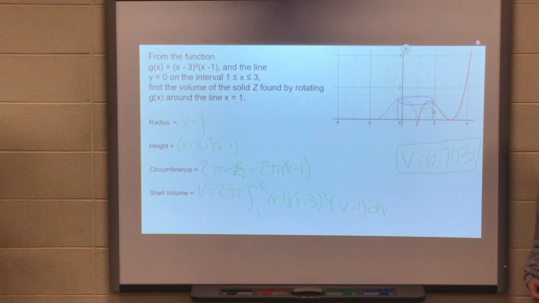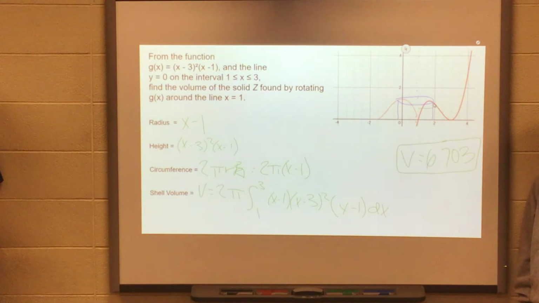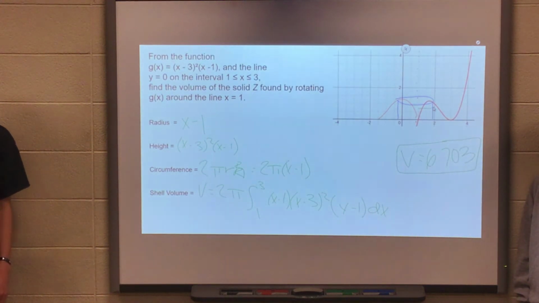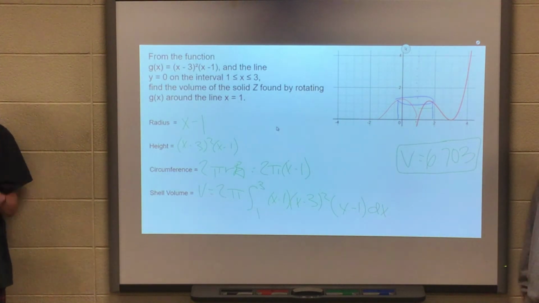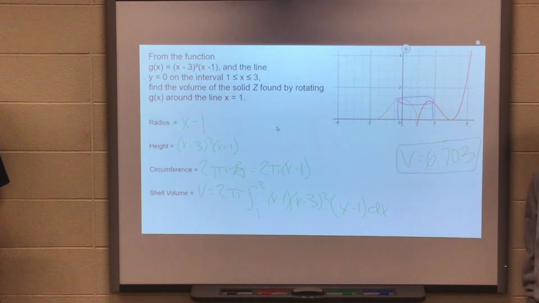And great idea to draw the radius. That way it's a little easier to see. The radius is x minus 1. And it's easier to see that the height is always just the function right here, isn't it? Okay. Cool. And once you set up the integral, the 2 pi, radius, and height, then you just put it into your calculator.